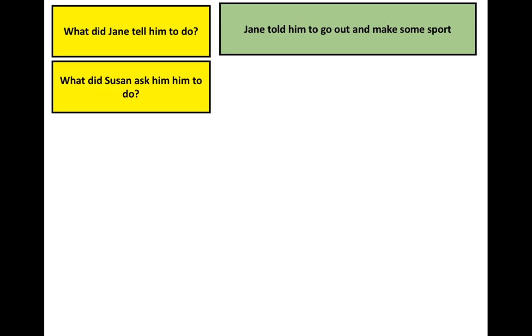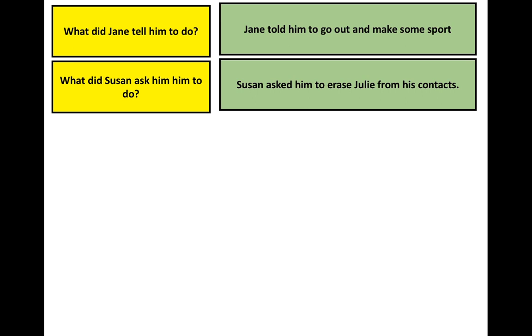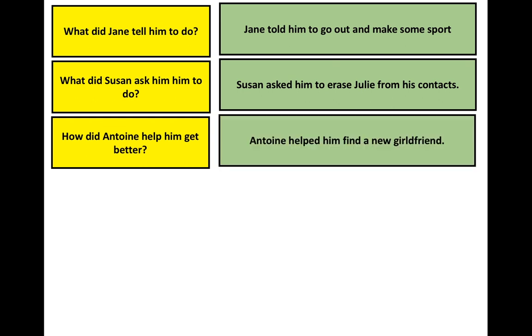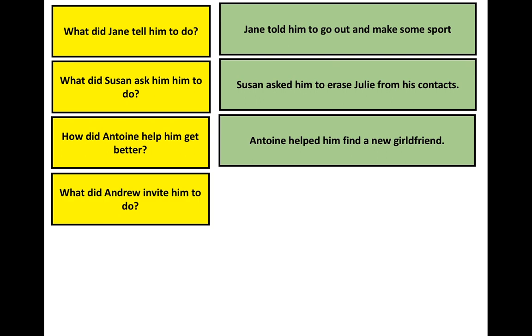What did Susan ask him to do? Susan asked him to erase Julie from his contacts. Susan asked John to erase Julie from his contact. Take a look at the structure. Asked him to erase. How did Antoine help him get better? Antoine helped him find a new girlfriend. So help, then we use the object, and then we use the verb after help in the simple form.